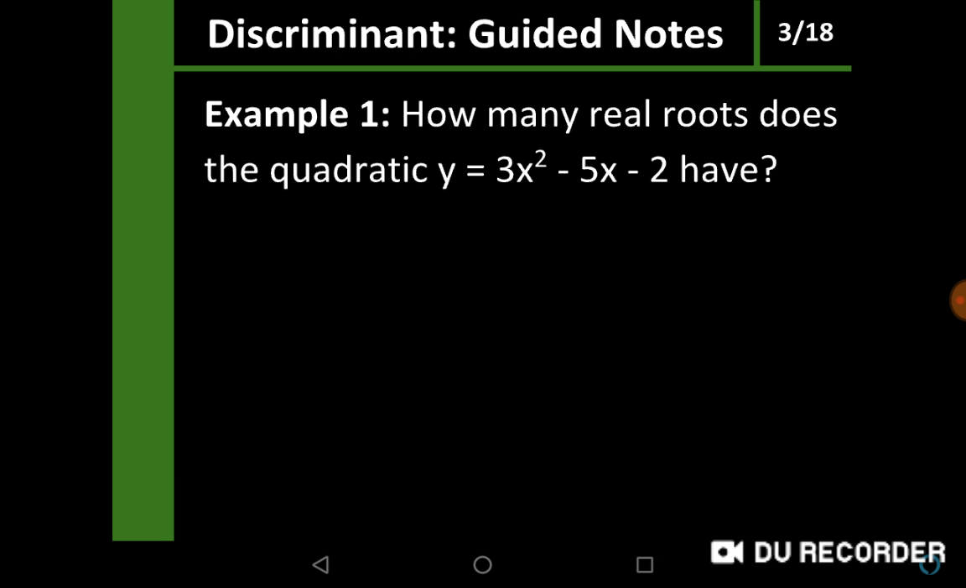How many real roots does the quadratic y equals 3x squared minus 5x minus 2 have? First step, we need to identify A, B, and C. Those are the letters that are used in the discriminant formula. And if we know what they are, we'll be able to do the whole problem.